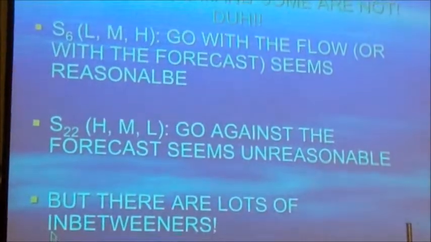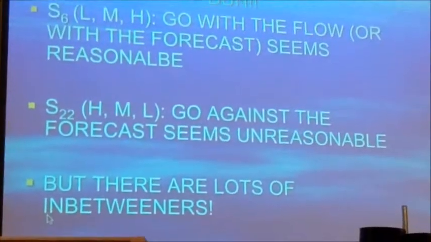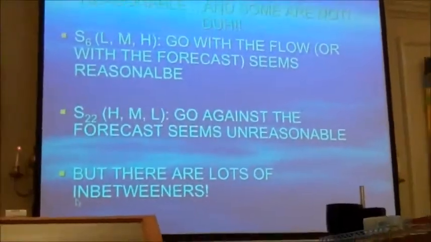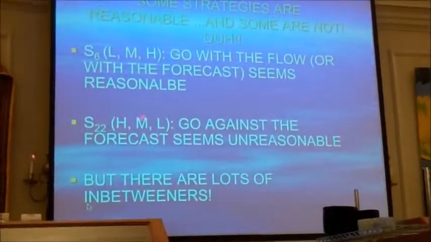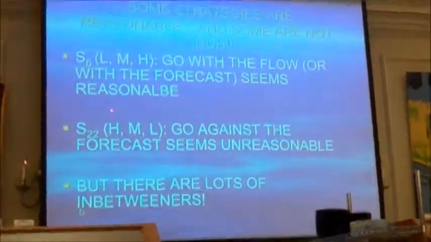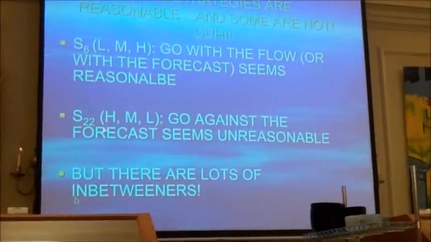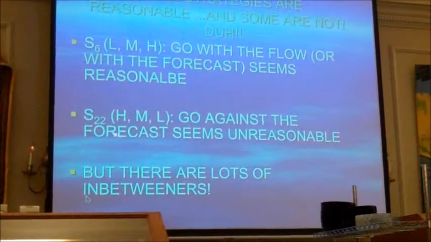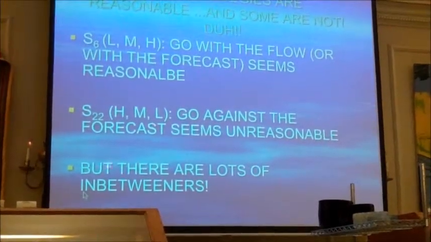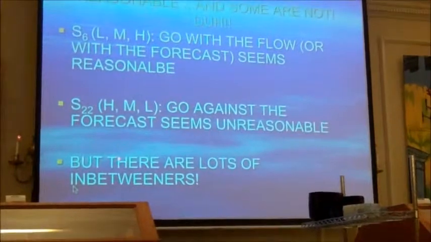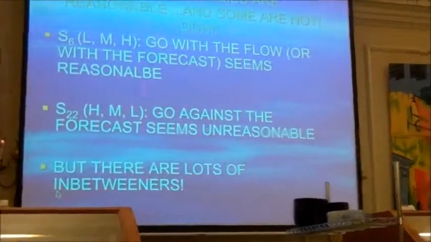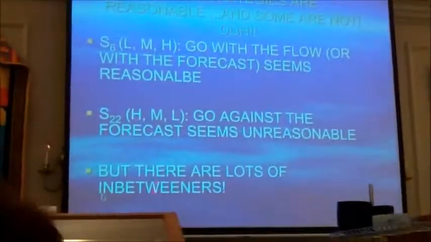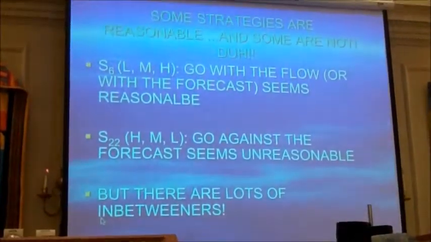S22 is the strategy that said go opposite the flow. If the weather forecaster said sun, dress heavy. If the weather forecaster said dubious, dress medium. If the weather forecaster said rainy, dress low. But there are lots of in-betweeners. We said there's 27, right? And there's 25 other strategies in here. Now, you may like this one, and you may say, who in the world would ever do this one? But there's lots of others in between that we need to at least consider.